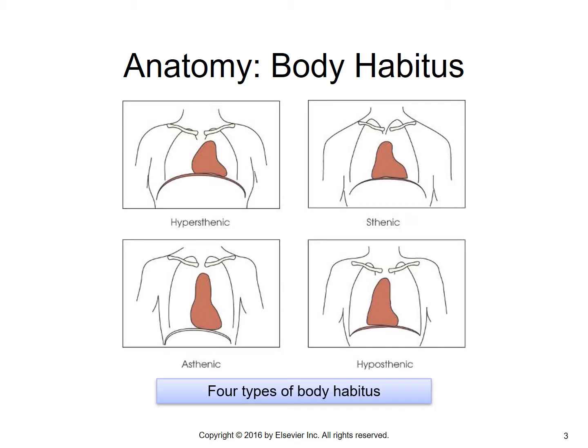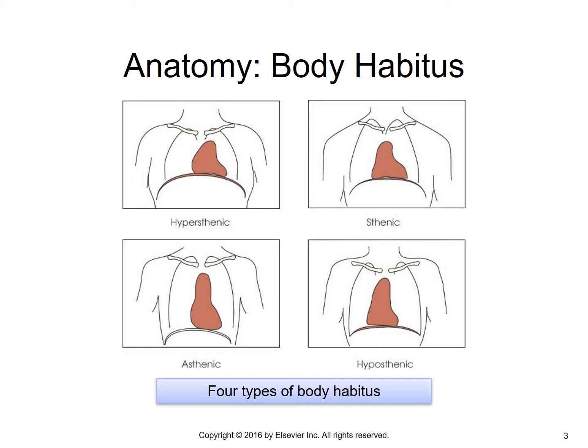So here we have the four body habiti. Sthenic being the average, a little bit bigger than that we've got hypersthenic, a little bit smaller than the sthenic would be hyposthenic, and then the thinnest or most slender build would be the asthenic individual. I always like to take a look at the two extremes, the hypersthenic and the asthenic.